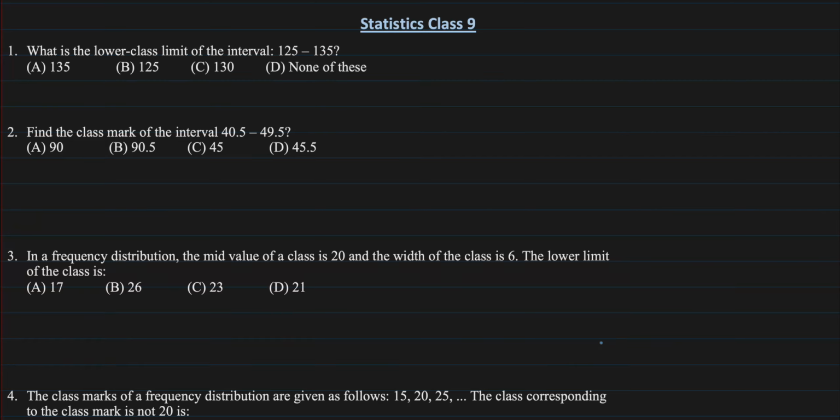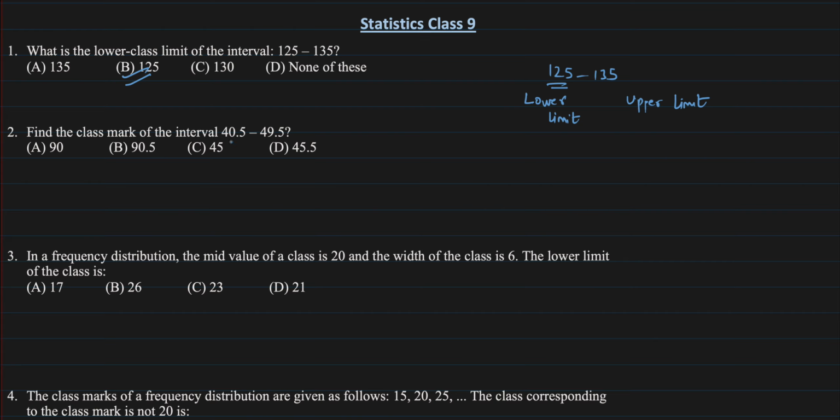Students, in this video, we'll solve a few questions on statistics, class 9. So let's begin with the first question. What is the lower limit of the class interval 125, 135? In a class interval, the number written on the left side is called the lower limit and the number on the right side is called the upper limit. So the lower limit is 125.